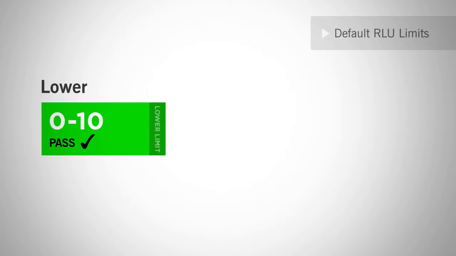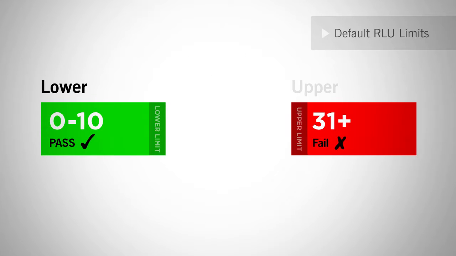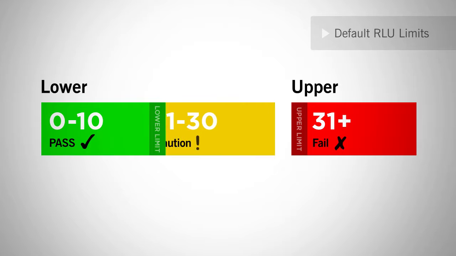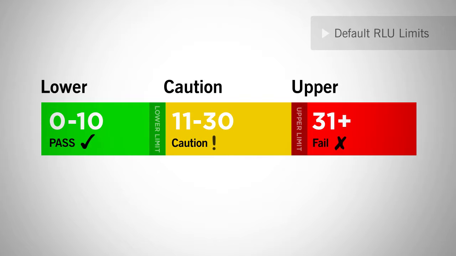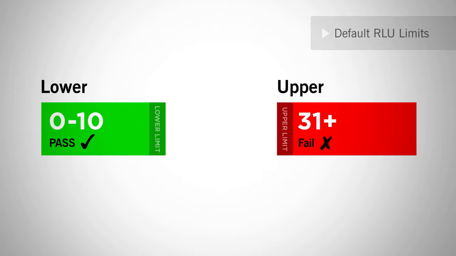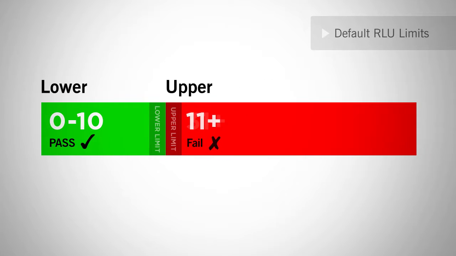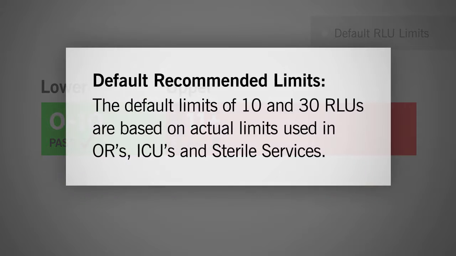Your meter comes preset with the default lower limit of 10 and an upper limit of 30. This creates a caution area of 11 to 30. If you wish to eliminate the caution area, set 10 as your pass limit and 10 as your fail limit. The default limits of 10 and 30 RLUs are based on actual limits used in ORs, ICUs, and sterile services.